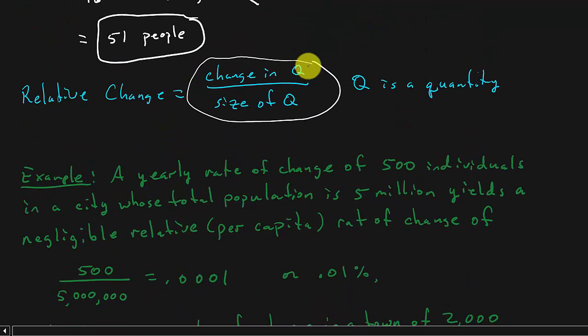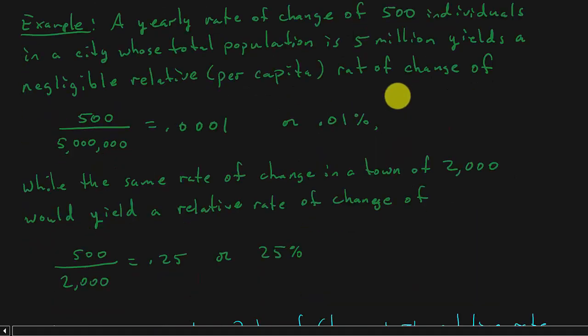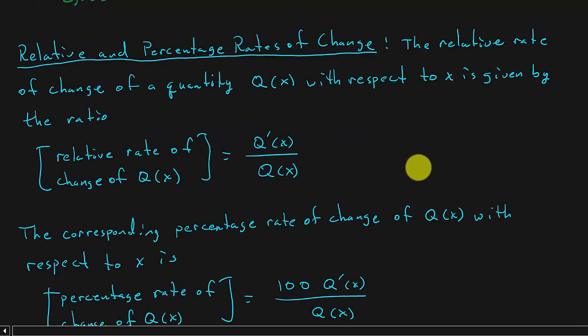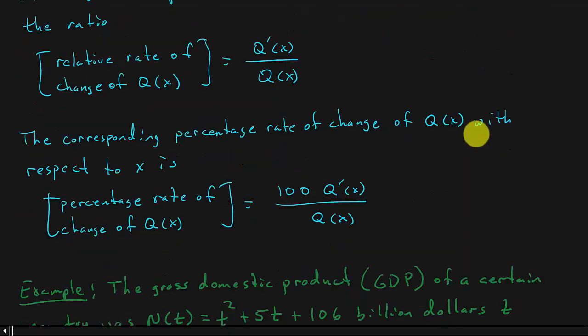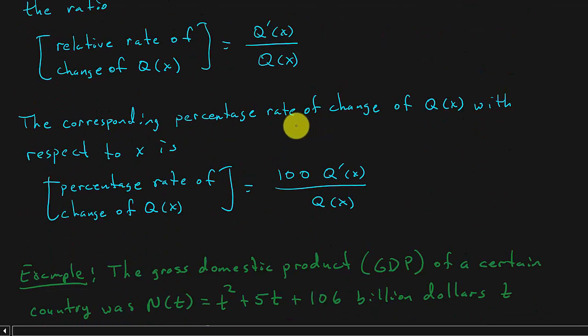It's the change in Q. Isn't that what the derivative is? It's the rate of change. And then this Q of X would be the quantity, for instance, how many people there are. And the corresponding percentage rate of change of Q of X with respect to X is Q prime of X over Q of X times 100.